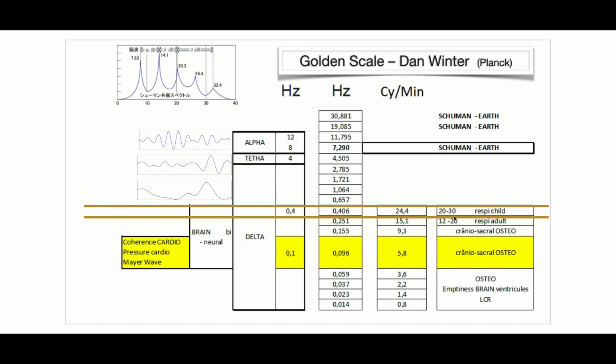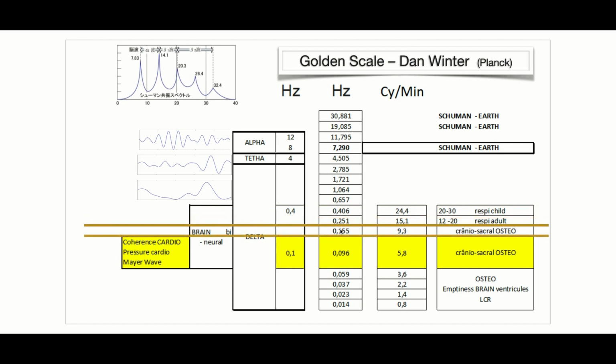So you see that the respiration of the child is one of the steps of the scale, and the adult respiration is the next one. Then some schools of osteopathy feel a frequency of about 9-10 per minute, so they work with this kind of wave. Other schools of osteopathy use 6 cycles per minute. So each time you go down one step of the scale, you are going to a different kind of frequency, which is a lower frequency.